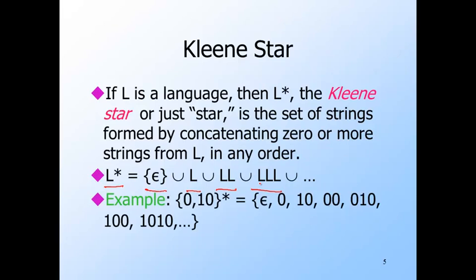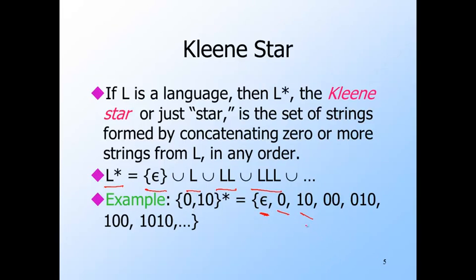So here's an example. Language L just has two strings, 0 and 10. The star of that language, well, we can take no choices, that would give us the empty string. We could take one or the other string, that will give us these two.